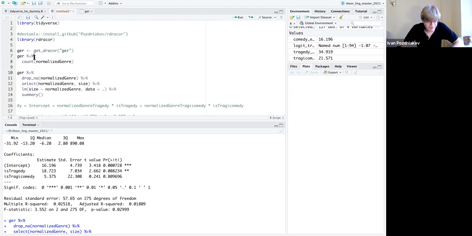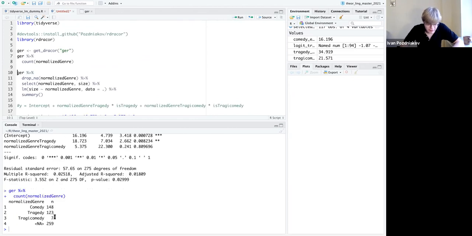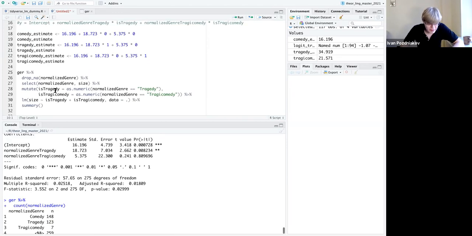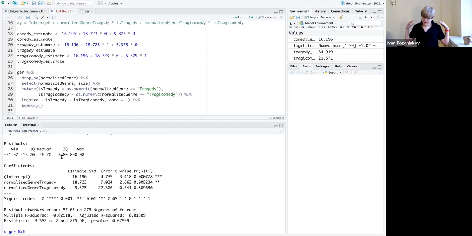I will remind you, we have many cases of tragedy, more than 100 cases, and just 7 tragicomedies. And it makes a difference: the larger your sample, the better your estimation, the lower the error of your measurement. You can see that for normalized general tragicomedy, standard error is much bigger than for tragedy, for example, or intercept. So maybe it's just because we don't have enough statistical power to detect the difference, because we have a very low number of tragicomedies.